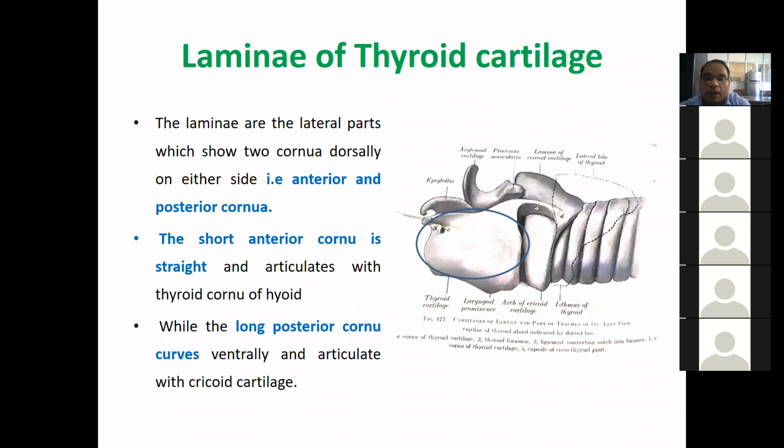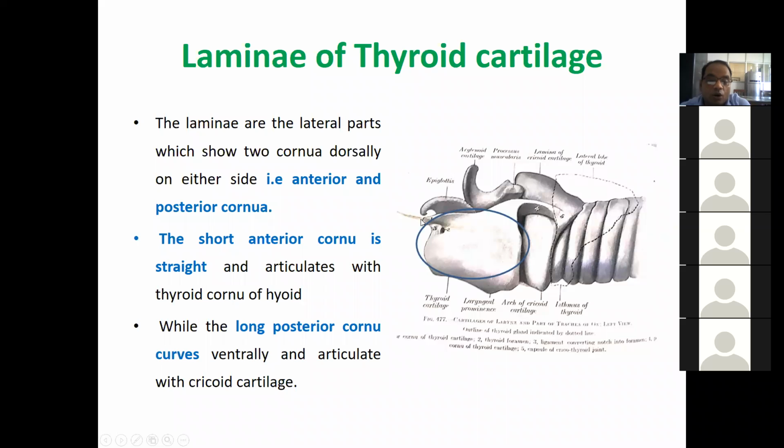Now, talking about the laminae of the thyroid cartilage. Laminae are the lateral part that show the two cornu, situated on the dorsal aspect on either side. You see the encircled area. This is the thyroid, and you see this one is the cornu, anterior cornu, and here is the posterior cornu.